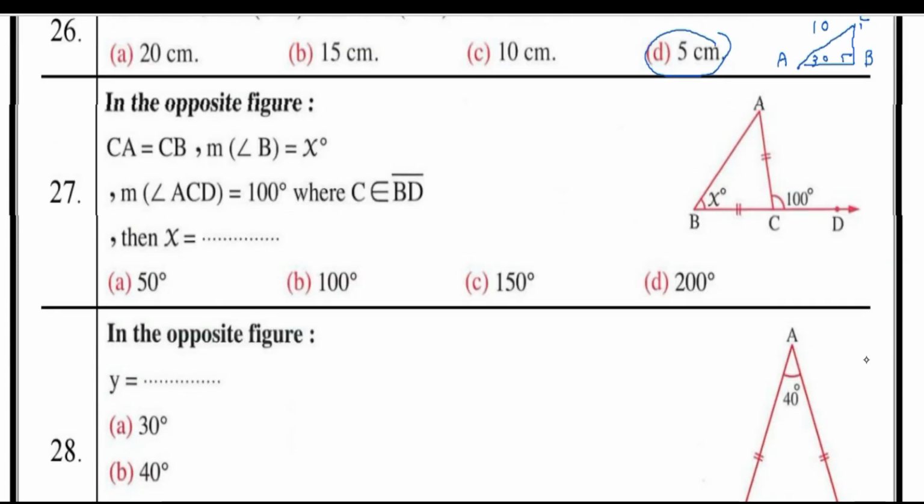In the opposite figure, AC equals BC, this triangle is isosceles. C belongs to the line segment BD. Then X equals, find the interior angle C: this is 100, so the one next to it is 80. CA equals CB, so these are the base angles, so angle A equals X. X plus X is 2X equals 180 minus 80 equals 100. Divided by 2, so X is 50 degrees.